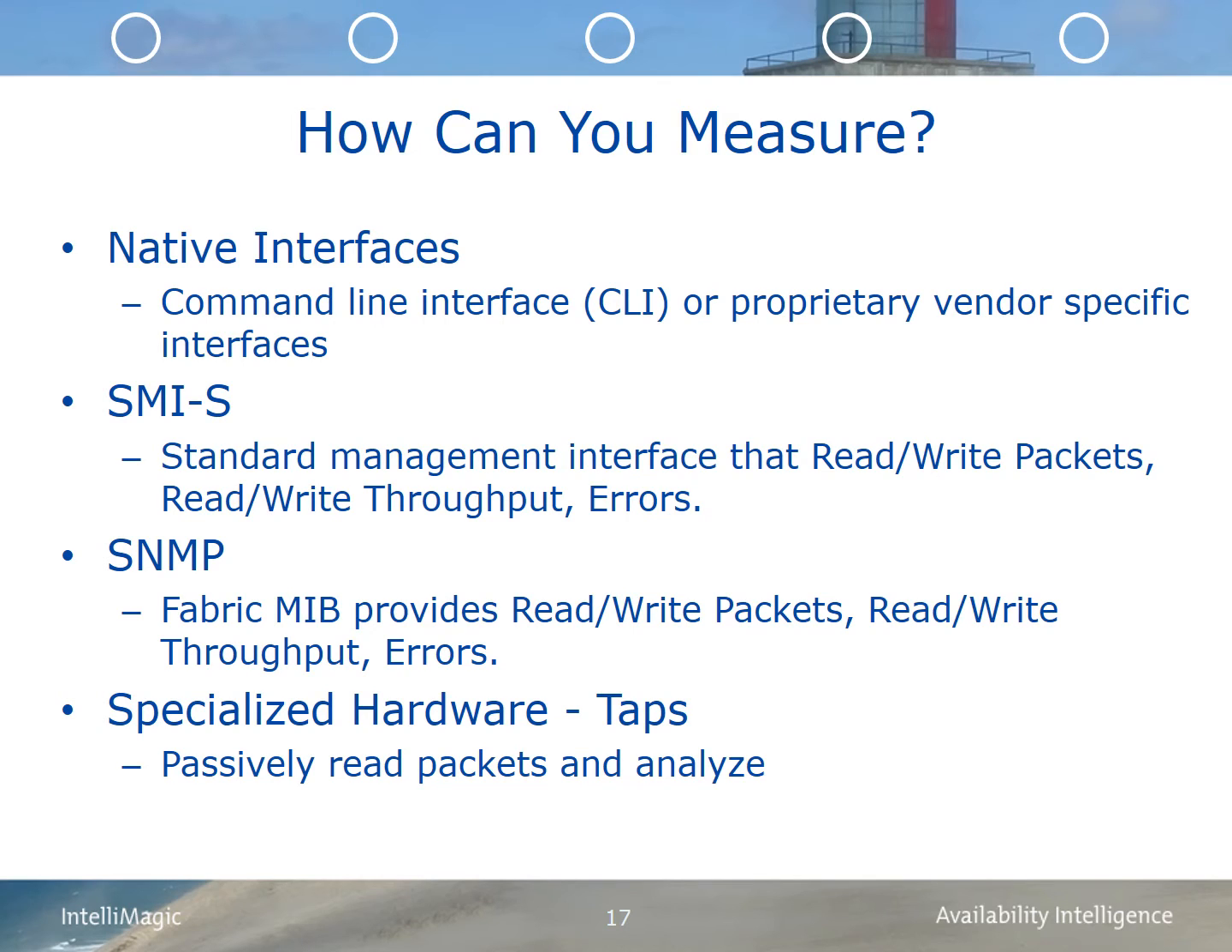Using native interfaces such as CLI or logging on to the switches, you can actually run proprietary vendor-specific commands to get the data. Another way to get performance and error data is through the SMIS. And this will give you things like read and write packets and throughput and errors. You also might want to use SNMP. SNMP has been around for a long time, and it provides similar information to what you can get through SMIS. These are both subsets of what you can get in the native interfaces.